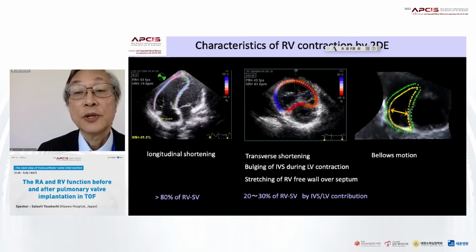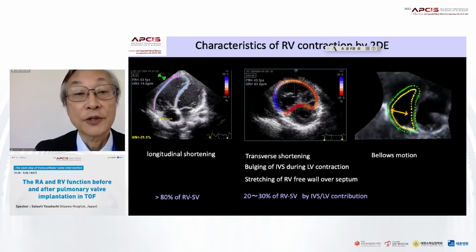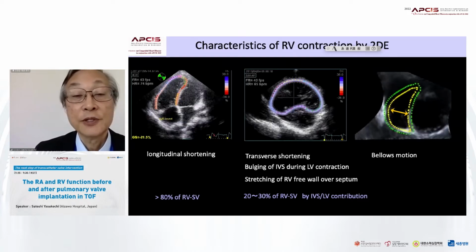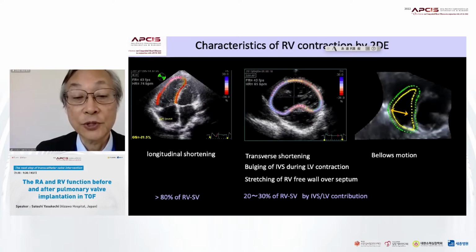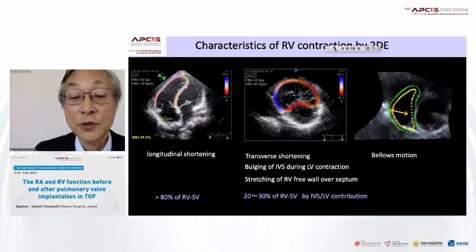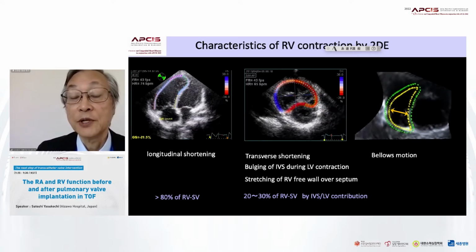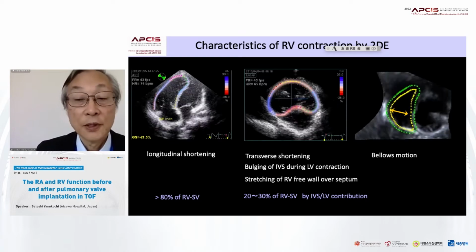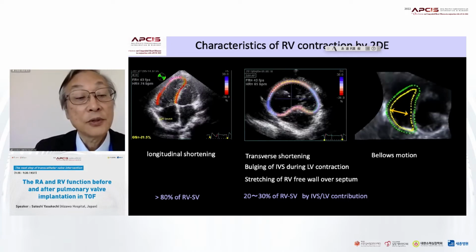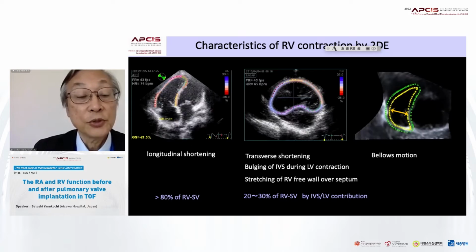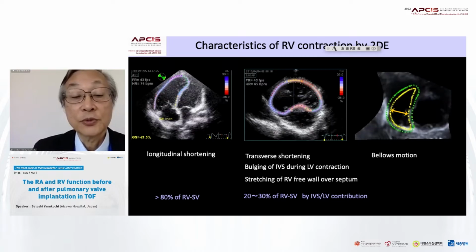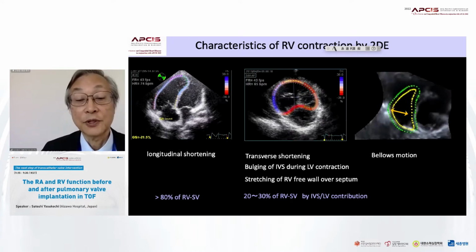This is a two-dimensional echo demonstrating the characteristics of RV contraction. The left panel shows the longitudinal shortening. The middle panel shows the transverse shortening and bulging of the IVS during LV contraction, with stretching of the free wall over the septum. The right panel shows the bellows motion between the LV free wall and the interventricular septum. Longitudinal shortening contributes about 80% of the right ventricular stroke volume, and the rest of the wall motion contributes 20 to 30%.